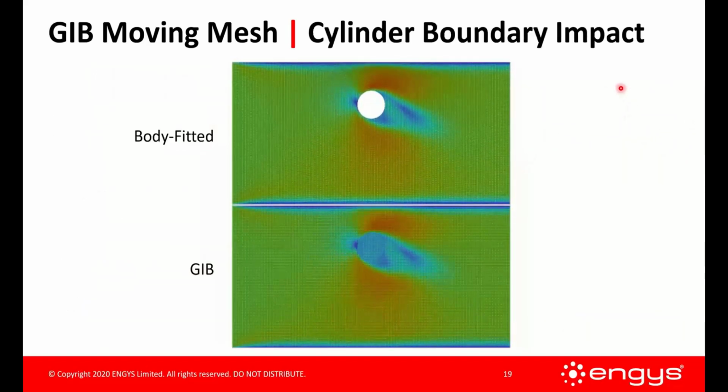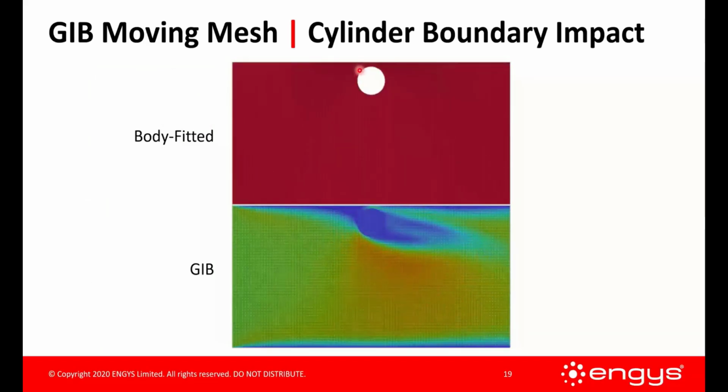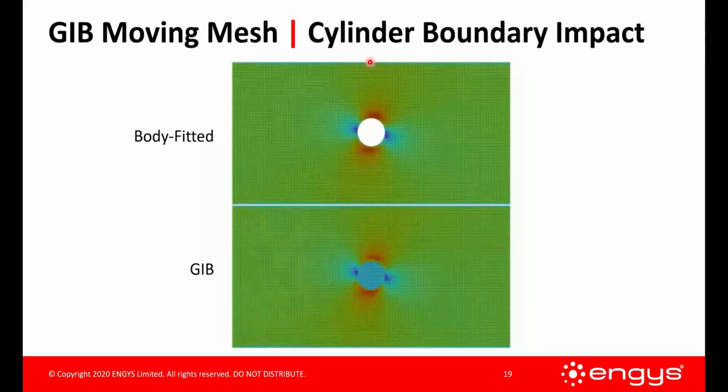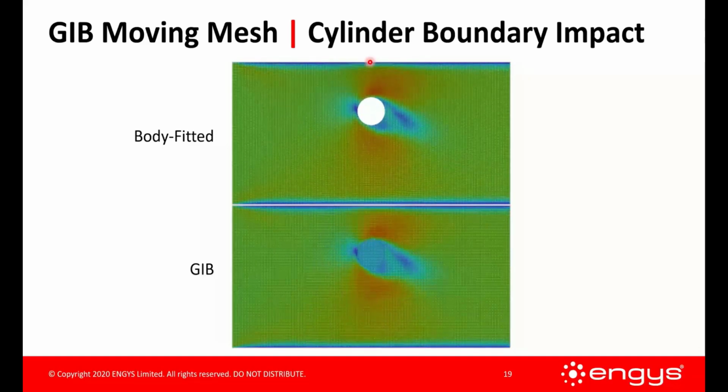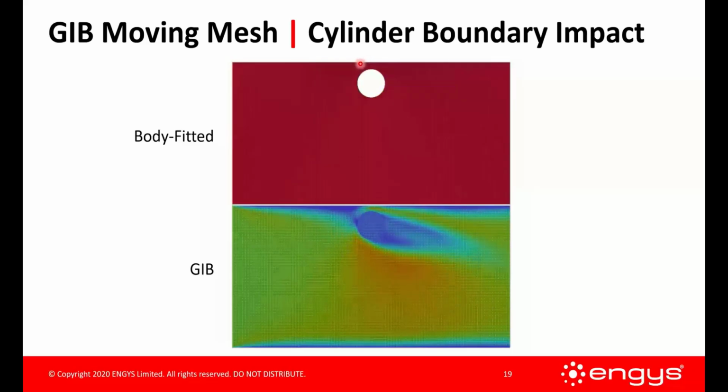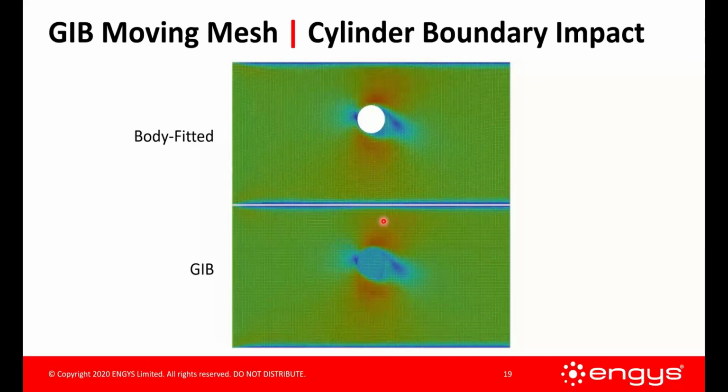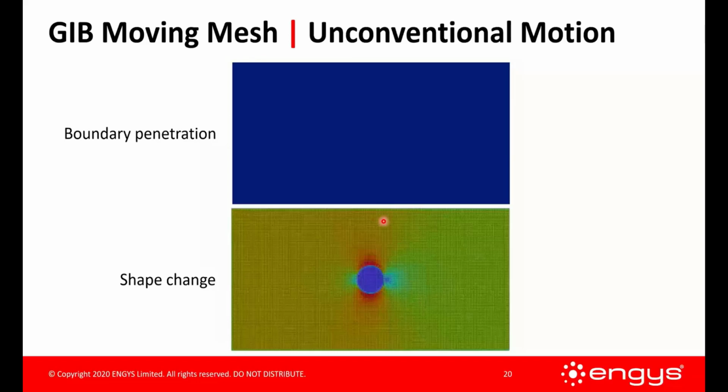Now, if we look at cylinder impact for a body-fitted approach, now we're squishing these cells as this cylinder approaches. The aspect ratio increases tremendously. If we go far enough, the cell volume might go close to 0, or near 0, or 0. And that will immediately cause divergence. For GIB, we're able to easily handle these types of impacts at the wall.